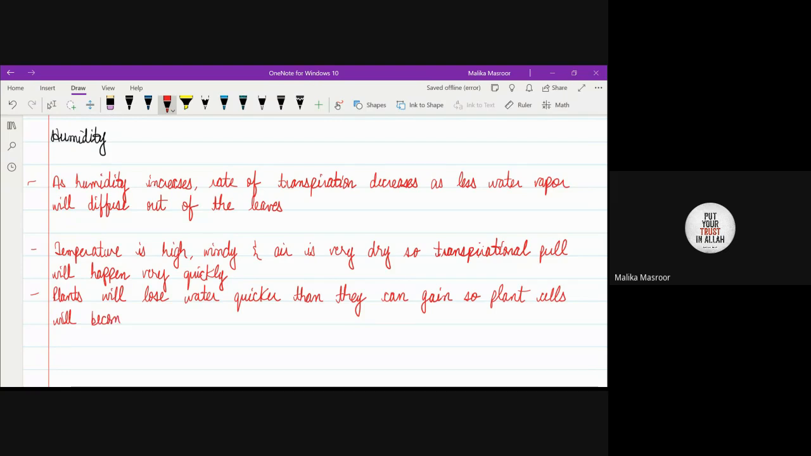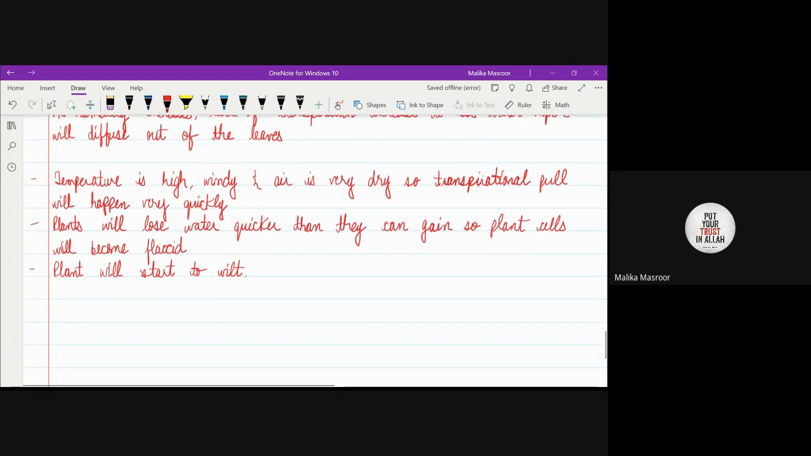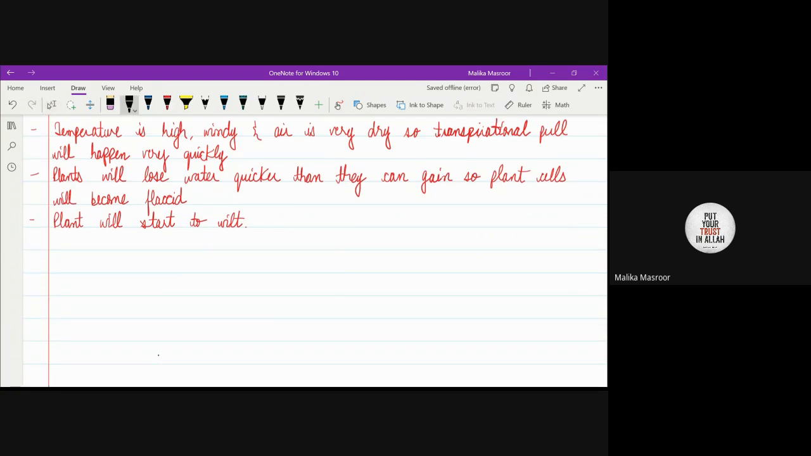I hope you remember flaccid when we discussed it. So when the cells become flaccid, your leaves will wilt. They will become soft and floppy. The plant will start to wilt. Basically, the leaves will droop down. Then we have translocation of sucrose and amino acids that we talked about in the phloem.